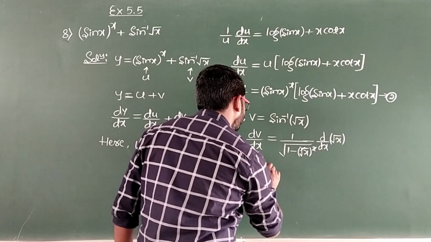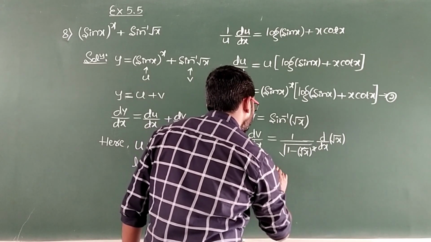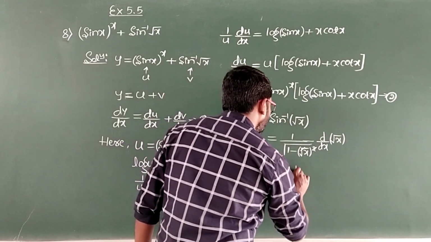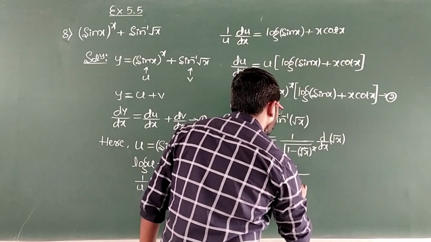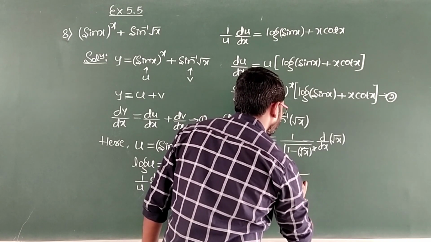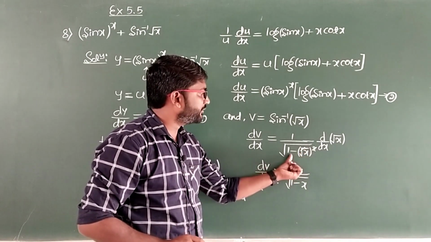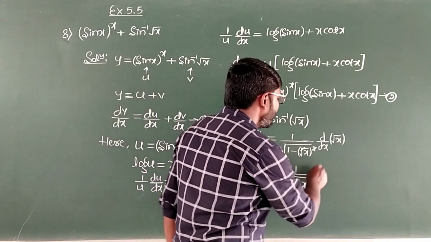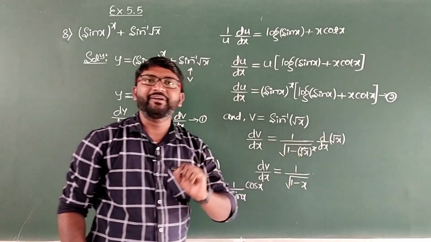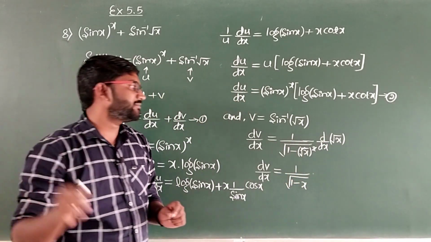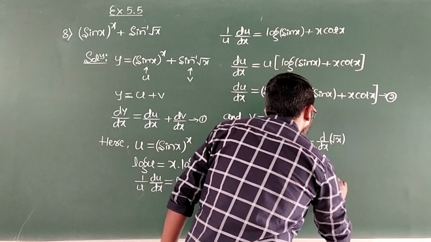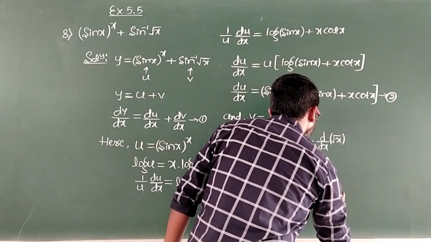So overall we get dy by dx, which is equal to 1 divided by square root of 1 minus x. Because square and root cancelled out, we have only 1 minus x. Now into the derivative of root x. What is the derivative of root x? It will be 1 divided by 2 times root x.